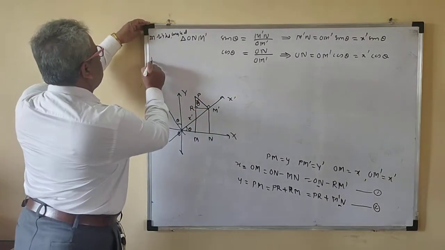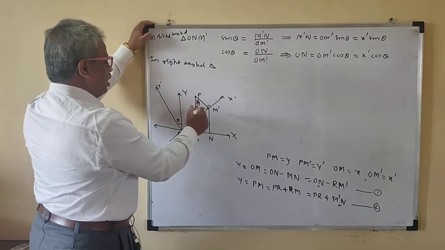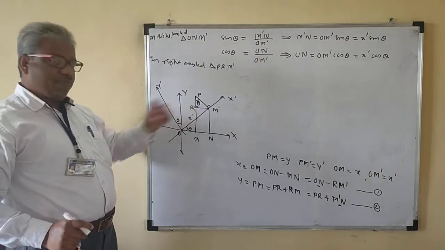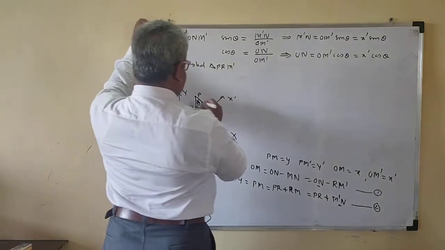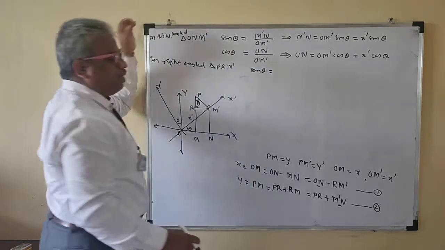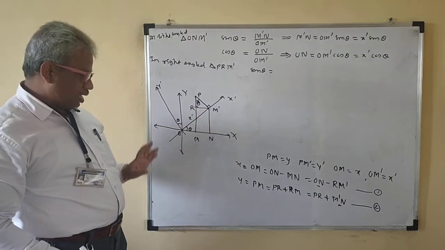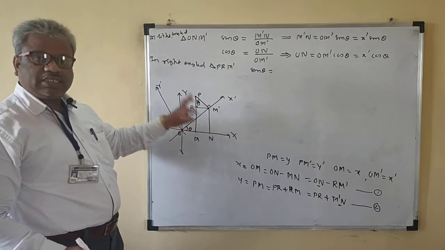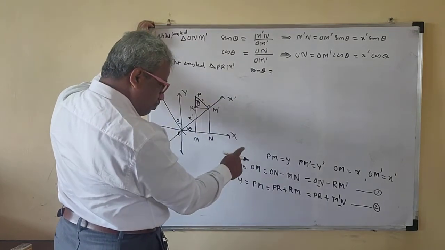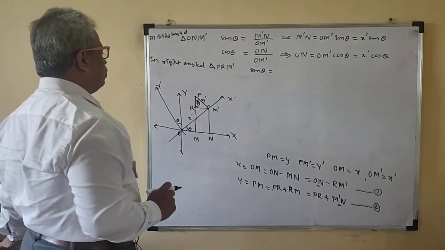So that means, in right angle triangle PR M prime, what is PR M prime? So we'll find sin theta and cos theta. Automatically we will get this, because RM prime is the opposite side of angle theta, and PR is the adjacent side of the angle theta, and the hypotenuse is known to you. What is PM prime? PM prime is Y prime. So this is known to you.